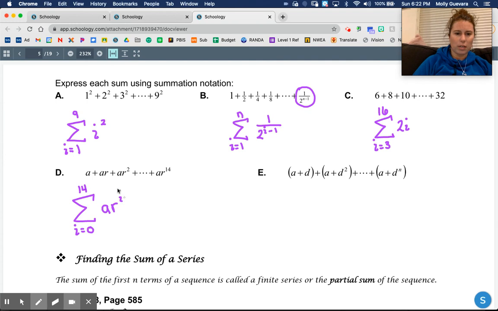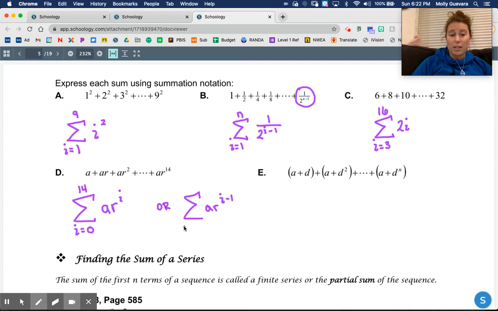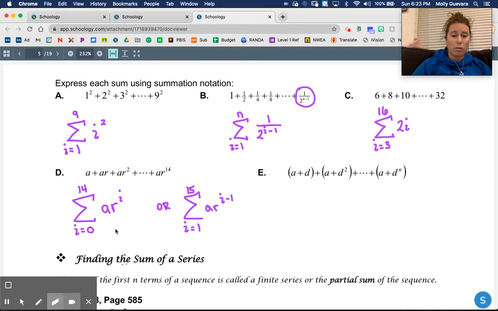So if I plug 14 in for I, I get the last term. Now, that's not the only way to do it. A lot of these have other ways, right? I could do R to the I minus 1, and if I did that, I would start at 1 and it would go to 15. Or I could do I minus 2, and then it would start at 2 and go to 16. So sometimes there are multiple ways to do this, but usually just by plugging things in, you'll get something like this.